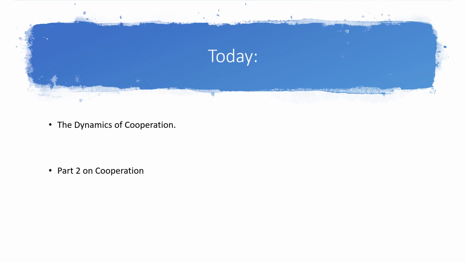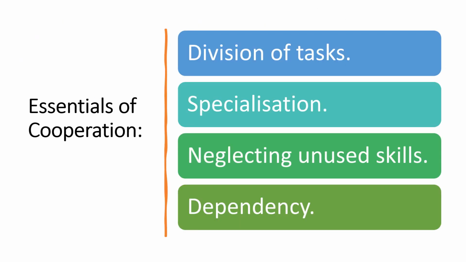But to recap, the golden four. The first was division of tasks. This leads to specialization, and it has as a side effect the neglecting of unused skills, and this leads to dependency. We already saw some examples from nature of these universal principles. Remember the parasol ant and the fly, our intestine bacteria and we ourselves.